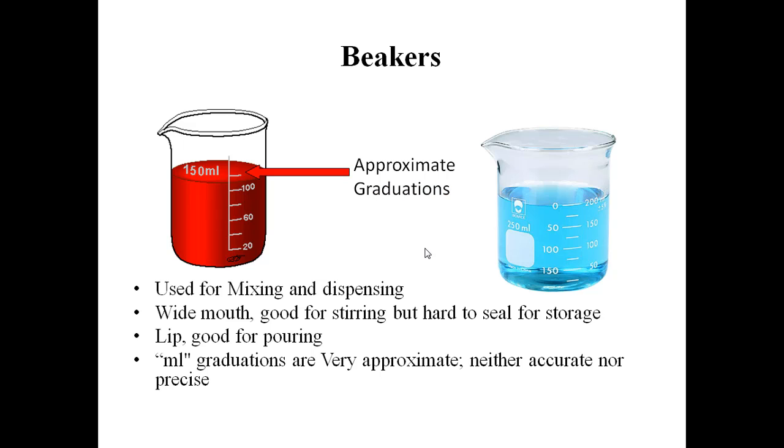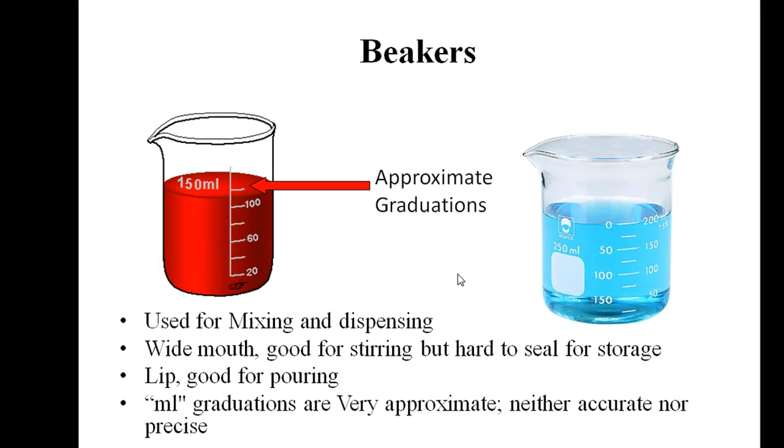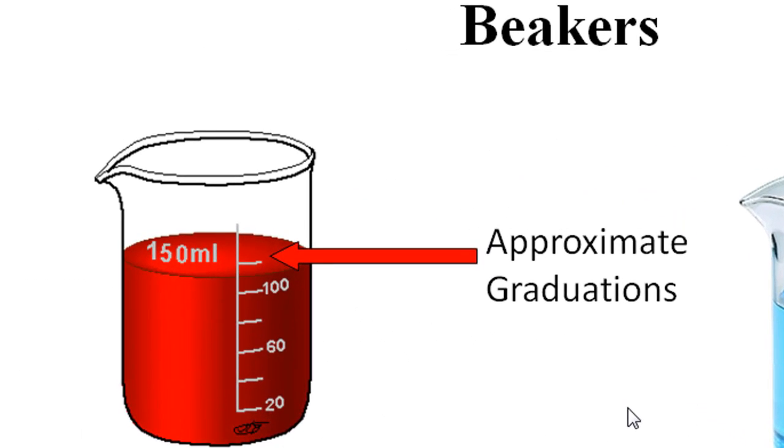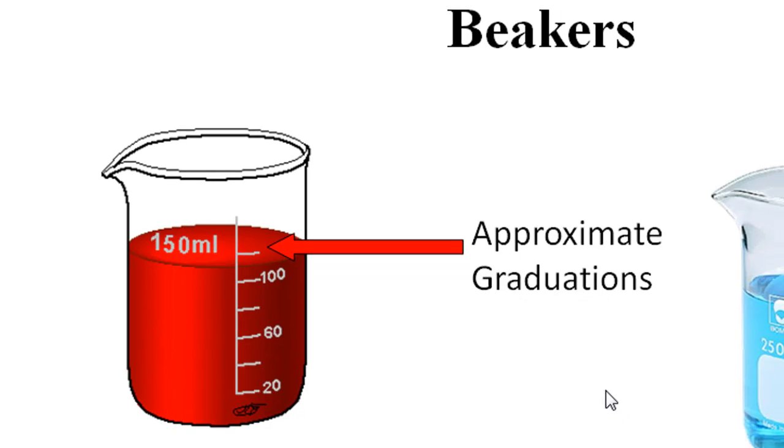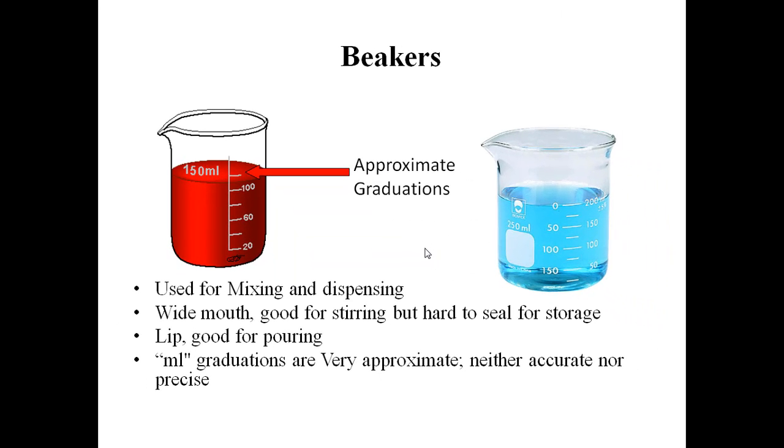Beaker is generally used for mixing and dispensing purposes. It has a wide mouth, good for stirring, but hard to seal for storage. It has a lip, good for pouring. But the ml graduations are very approximate, neither accurate nor precise. That's why we cannot use a beaker as an instrument to measure the volume of liquid exactly.